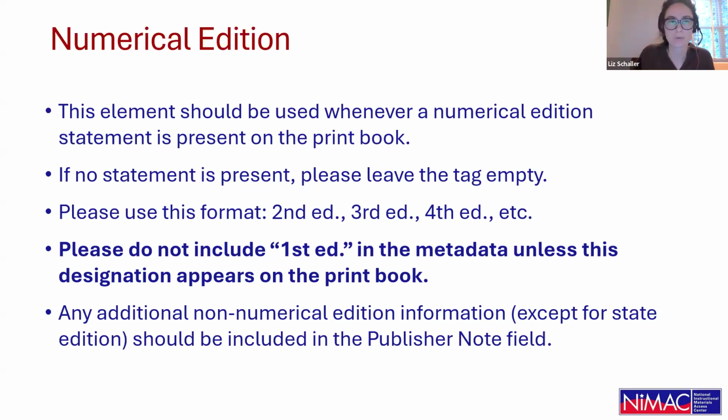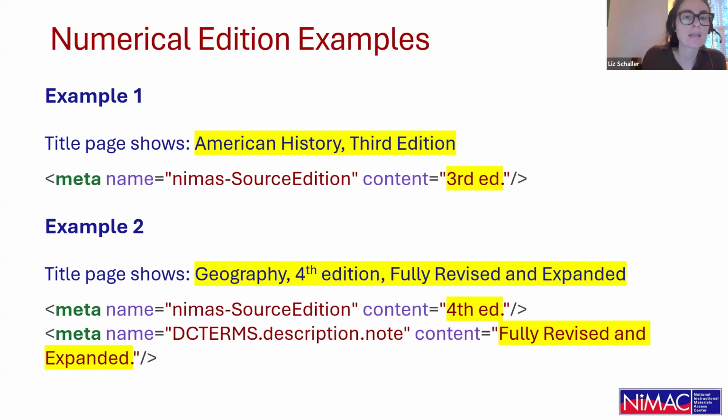So we'll look at a few examples of that here. In example one, you'll see on the title page, it shows American History third edition. Very simple, just supply third edition in the numerical edition tag. Example two shows Geography fourth edition, fully revised and expanded. So in that case, you're going to use two metadata elements to capture that. First, you're going to capture the numerical edition, fourth edition. And then with the publisher note, you're going to capture that fully revised and expanded.